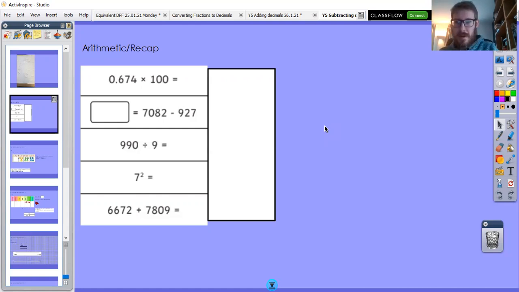This time we are going to be subtracting decimals. But before we do that, we've got some more arithmetic for you to do. So again, no more than 5 minutes. Do as much as you can in 5 minutes. Timing yourself would be really good as well, and then check your answers at the end. So pause the video and have a go at these ones.